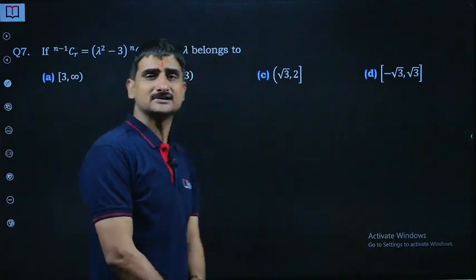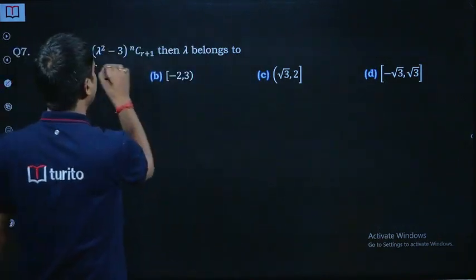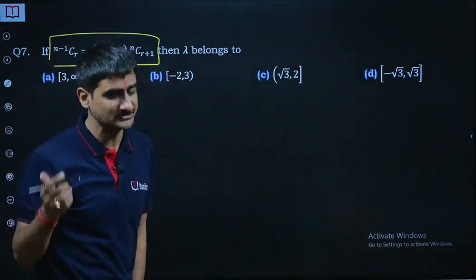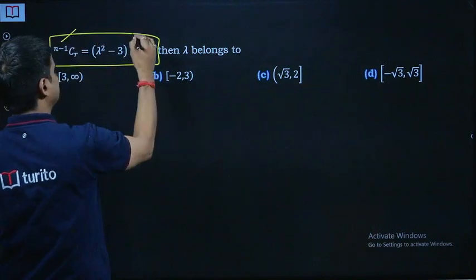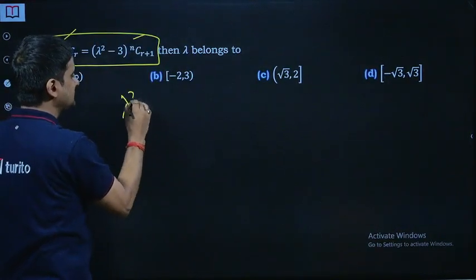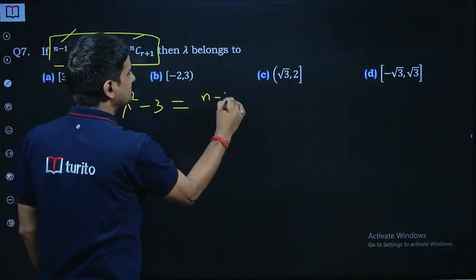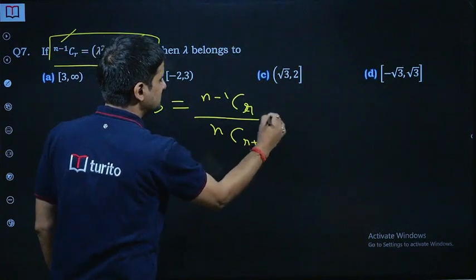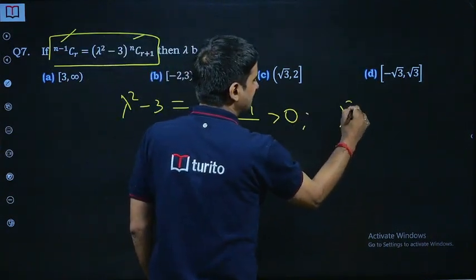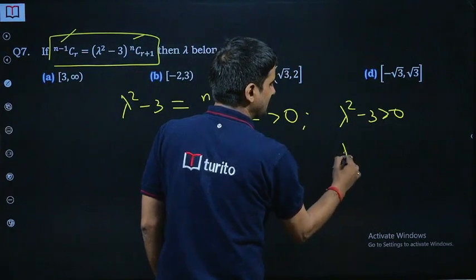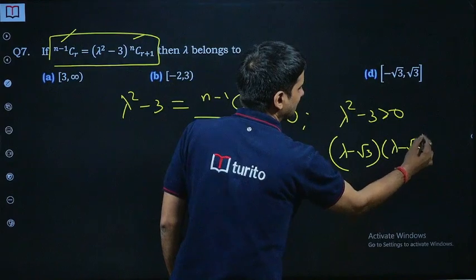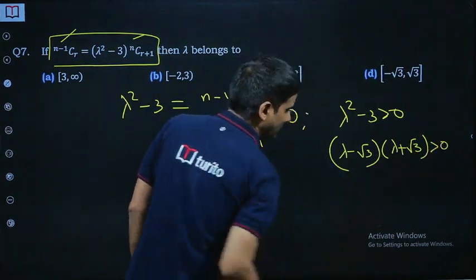So if n-1Cr equals (lambda square minus 3) into nC(r+1), then lambda belongs to... see, one thing is for sure, this is positive, this is positive. So lambda square minus 3, which is the ratio of n-1Cr upon nC(r+1), should be positive. So that means lambda square minus 3 should be positive. And never ever forget to factorize the expression or polynomial.